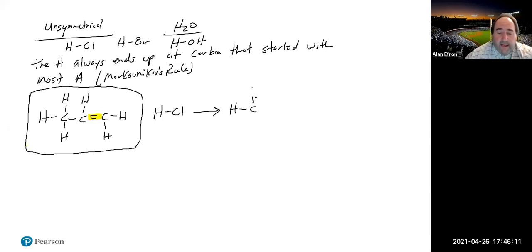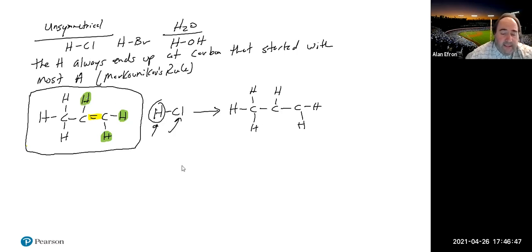And the point of that is to allow room for this addition to occur. So turning our double into a single. And now we need to decide where these guys should go, because this is an unsymmetrical addition. And what that means is the rule is the hydrogen will end up at the carbon that started with the most hydrogen. So the carbon on the right had 2 hydrogens directly attached to it. The carbon on the left had only 1 hydrogen directly bound to it.